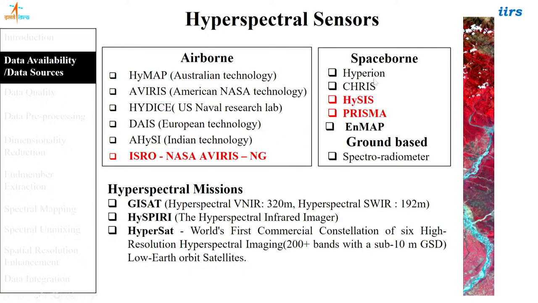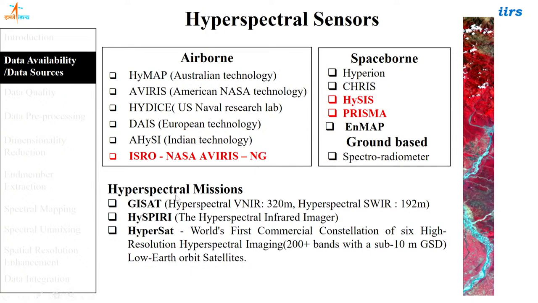Hyperion is the sensor which was launched by NASA. CHRIS is from the European Space Agency, that is on the Proba-1 satellite. HySIS was launched by ISRO. PRISMA was launched by the Italian Space Agency, and the EnMAP sensor was recently launched by the German Space Agency. Ground-based sensors are your spectroradiometer, which is used to measure the spectral reflectance curve of any feature, with very high spectral resolution.